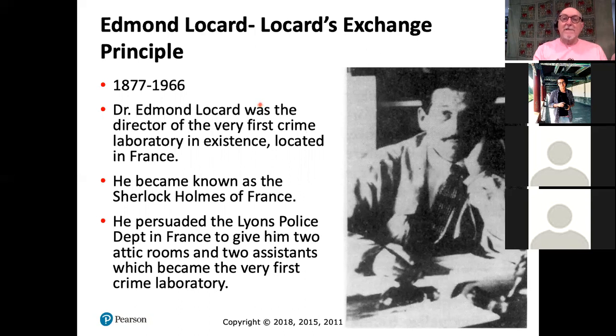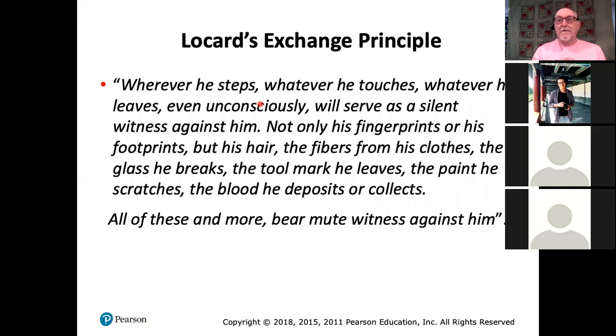But he's most famous for the fact that he wrote this: wherever he steps, whatever he touches, whatever he leaves, even unconsciously, serves as a silent witness against him, the suspect. Not only fingerprints or footprints, but hair, fibers from his clothes, the glass he breaks, the tool mark he leaves, the paint he scratches, the blood he deposits, all that he collects. All of these bear mute witness against him. And this became known as Locard's exchange principle.